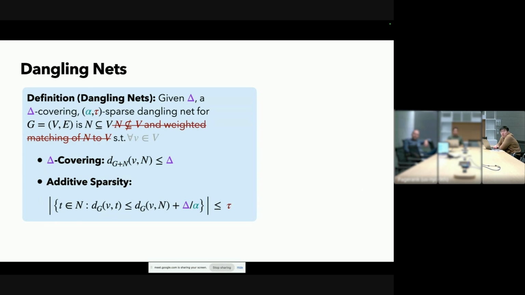Namely, we want our net to be a subset of the vertices. So you might wonder, why can't I just get a similar thing where I'm looking for a subset of vertices of my original graph that basically guarantee that everybody's close to something and nobody's too close to too many things?